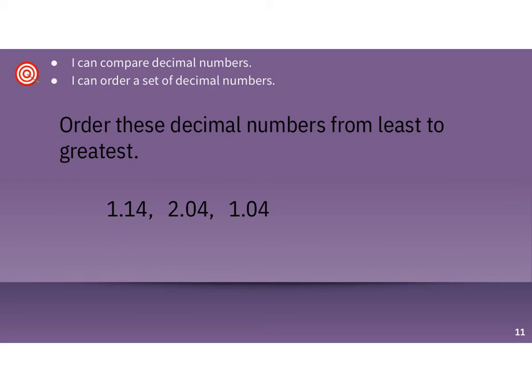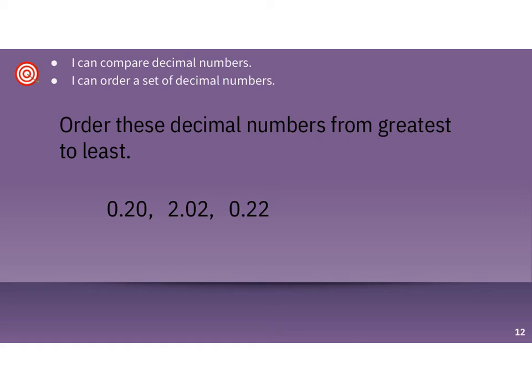How about these from least to greatest? How does your answer compare to mine? From least to greatest, we've got 1 and 4 hundredths, followed by 1 and 14 hundredths, with the greatest number being 2 and 4 hundredths.